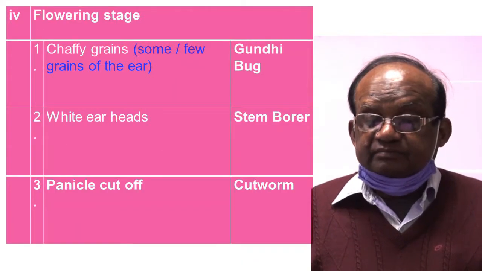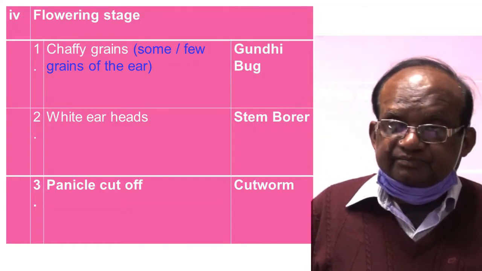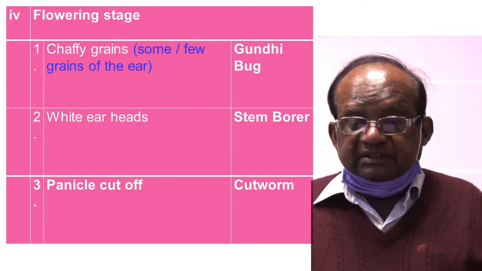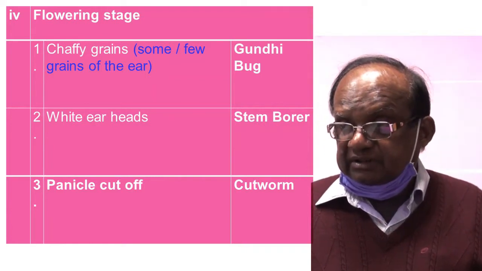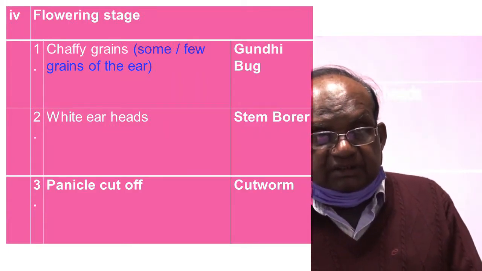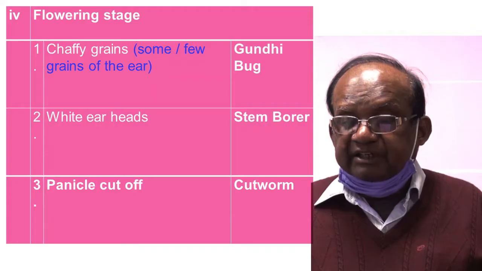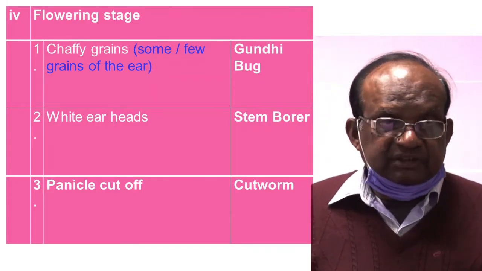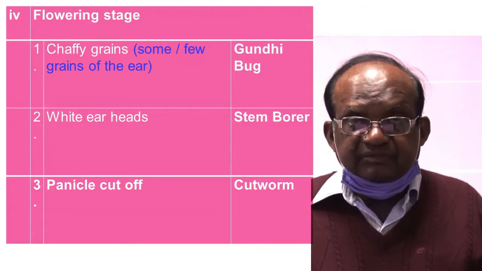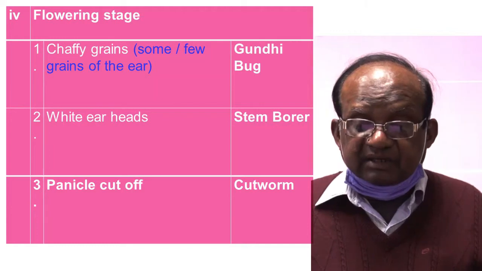Then flowering stage, if some green type of insect with a buggy smell, such type of insect is known as Gandhi bug. Gandhi bug gives a special type of pungent, buggy smell, and if the buggy smell is coming from the field, this shows the field has been affected by Gandhi bug. And if chaffy grains or a few chaffy grains on the same ear of the plant are there, then attack of Gandhi bug is there.